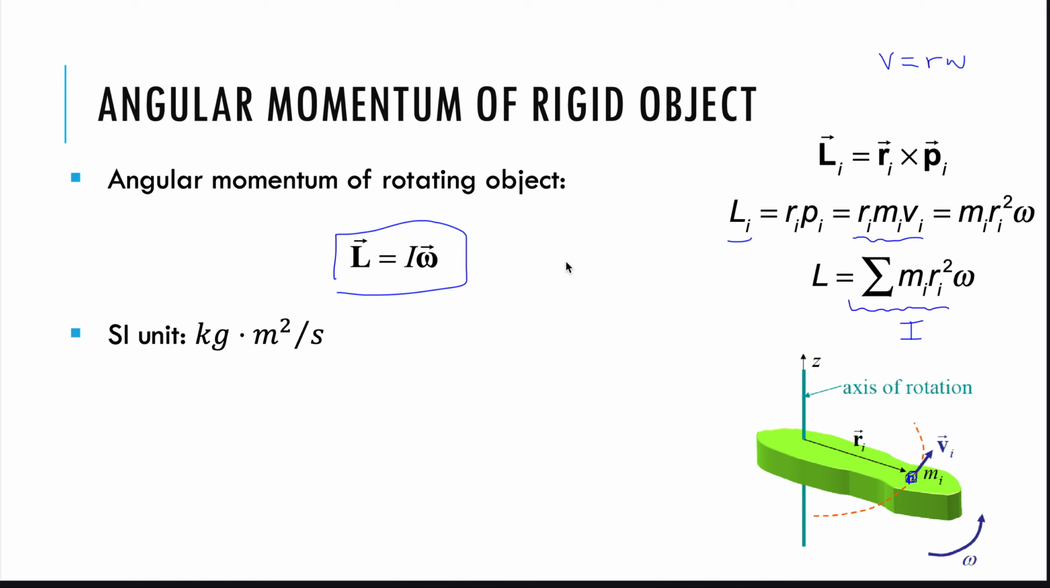Hopefully it looks familiar. The linear momentum of an object is mv. So P is replaced by L, m is replaced by I, and v is replaced by omega. The regular conversions that we are used to. The unit for angular momentum is the same for a particle or for a rigid object.